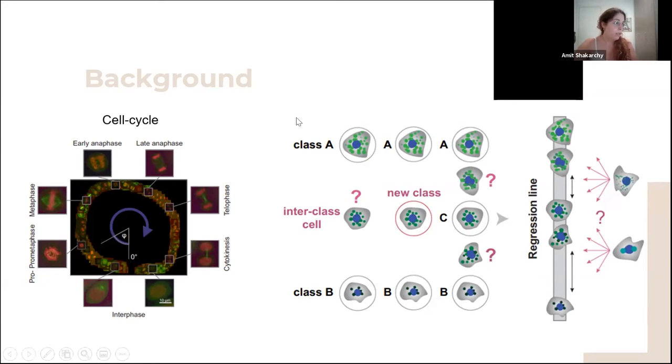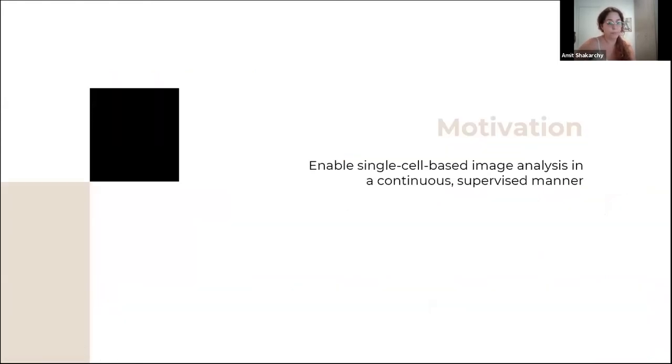For example, you can see over here that an expert might identify class A or class B very clearly, but will find it pretty hard to identify or define an interclass stage when we're talking about a continuous process. So the motivation here is pretty obvious: the need for a framework that enables analysis of biological processes in a continuous and unrestricted manner.